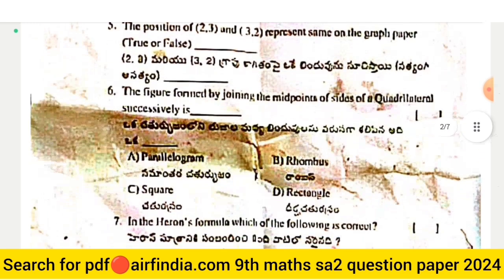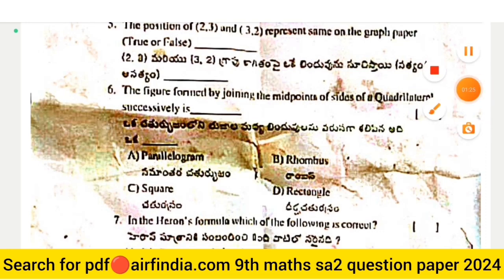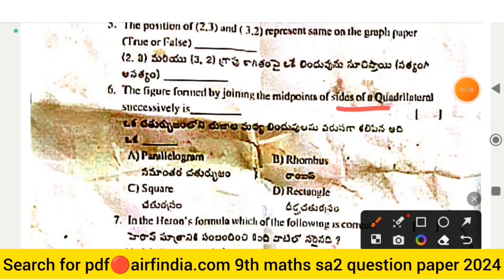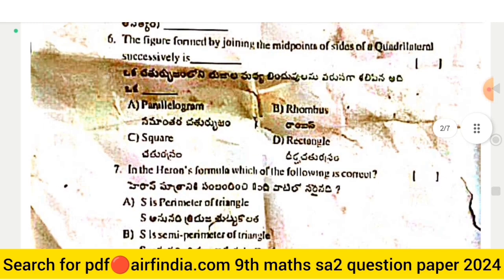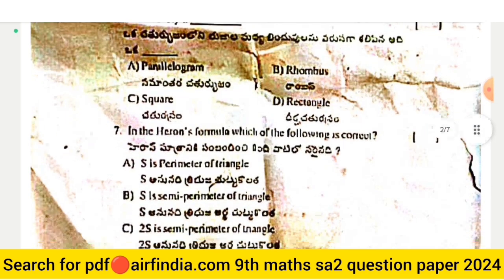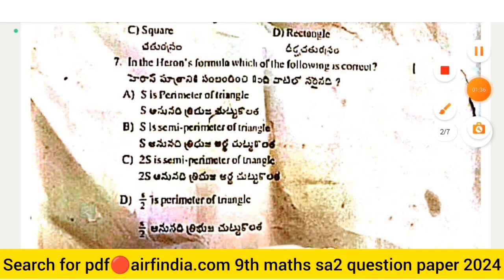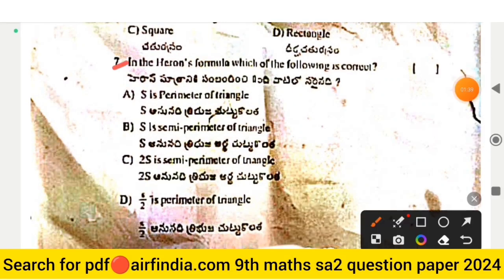Okay, the figure formed by joining the midpoints of the sides of a quadrilateral successively is: parallelogram, rhombus, square or rectangle. The question number 7 is: in Heron's formula, which of the following is correct? Okay, so your options are A, B, C and D.